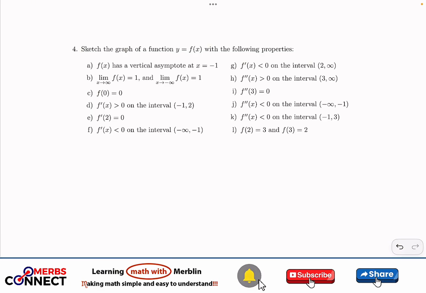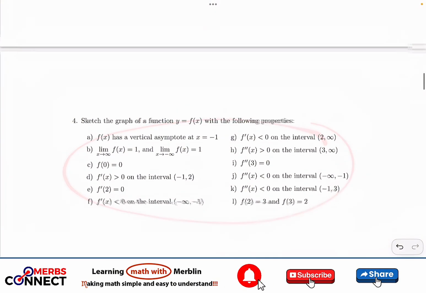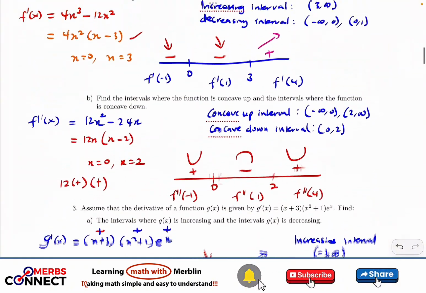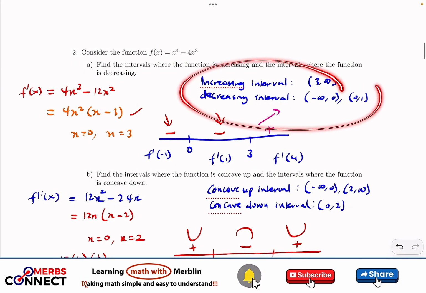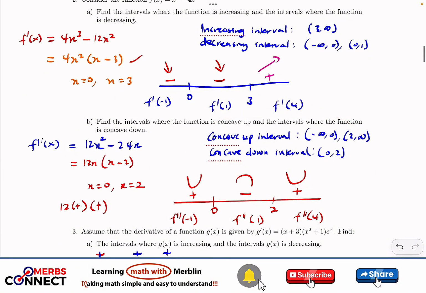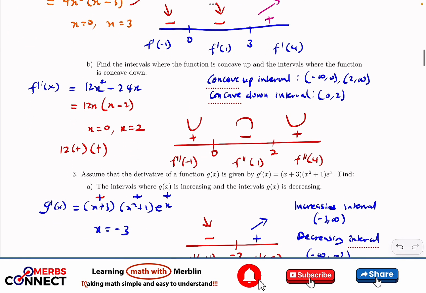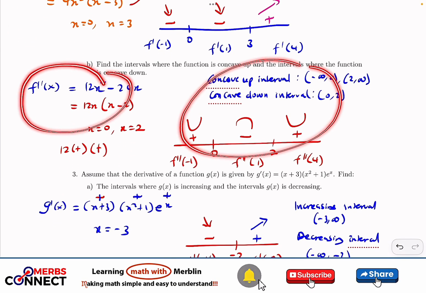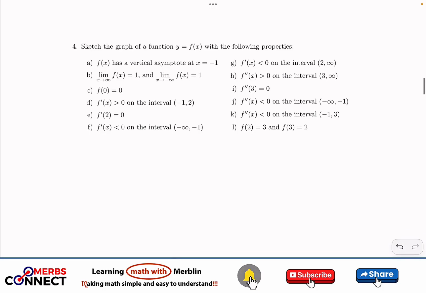So question 4 is we want to sketch the graph of f of x given the following function. If you remember what we just did here, we did something like increasing and then concave up, which is the same as the local maximum and minimum. And increasing and local maximum and minimum, we were using f prime, and concave up and down, we were using f prime prime. So let's use the same idea here.